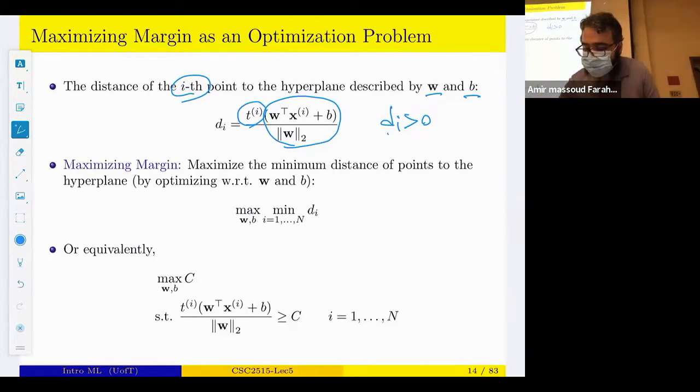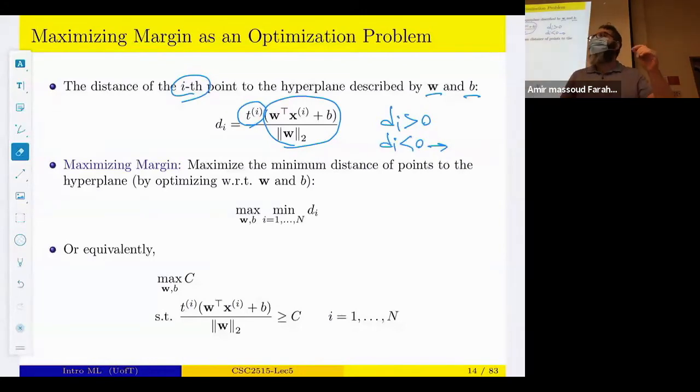If d_i was negative, then it would mean that W is incorrectly classifying that point, because the target, for example t, is negative, but the signed distance is positive. So it's a wrong direction. Maximizing the margin is basically saying: maximize the minimum distance of points to the hyperplane.